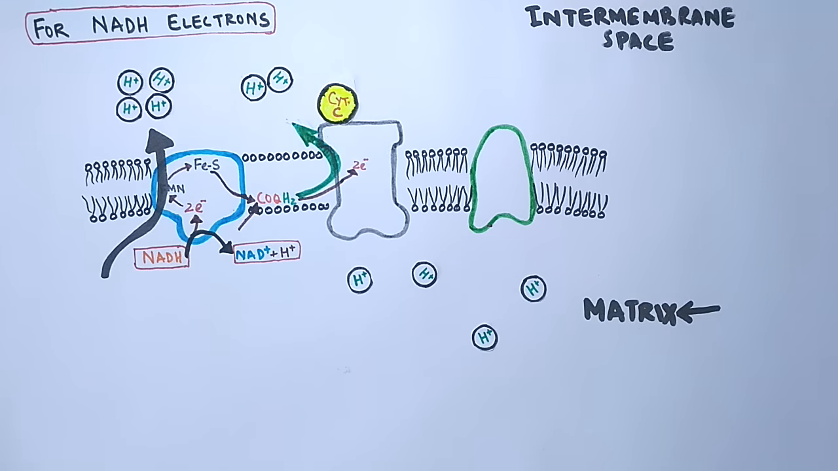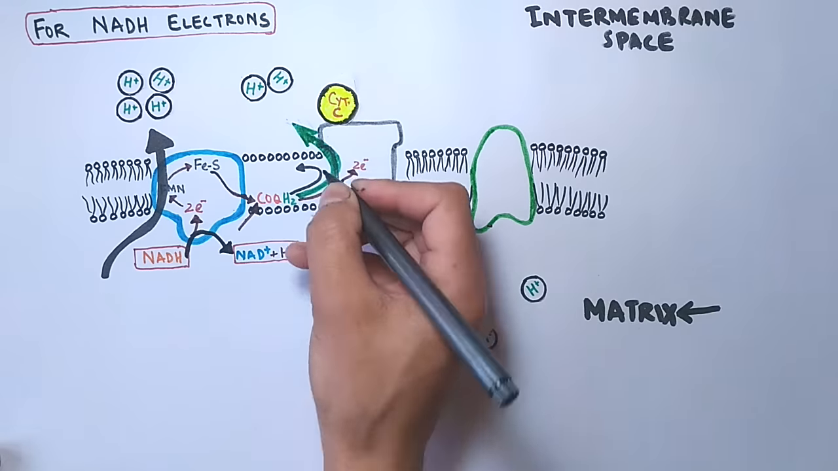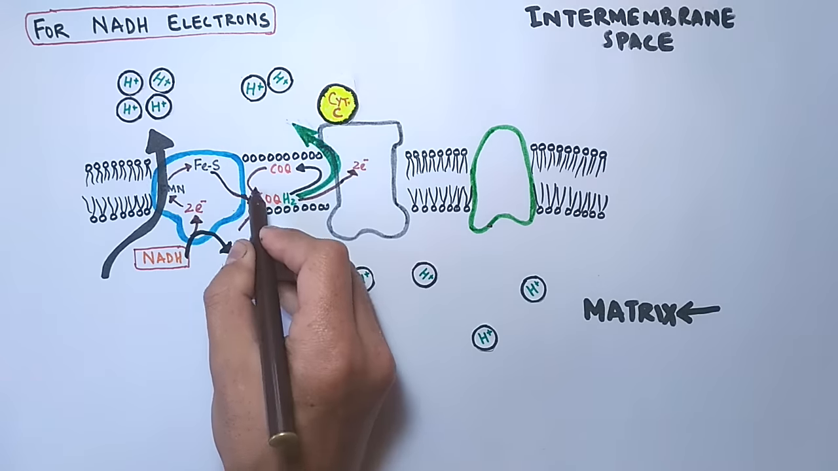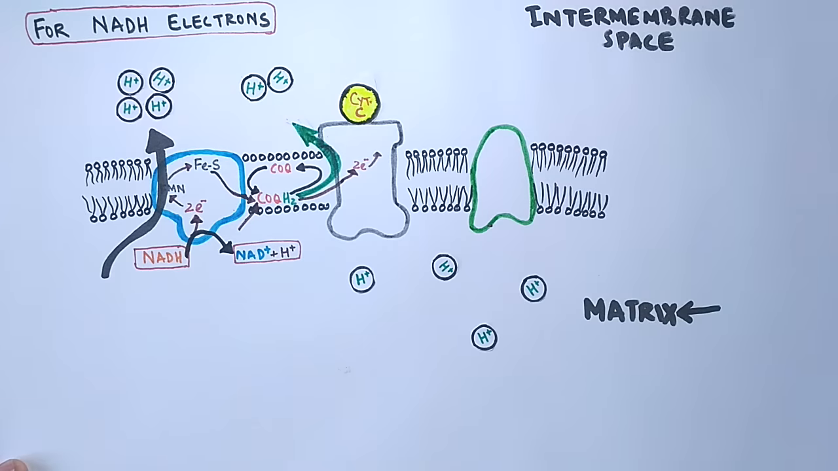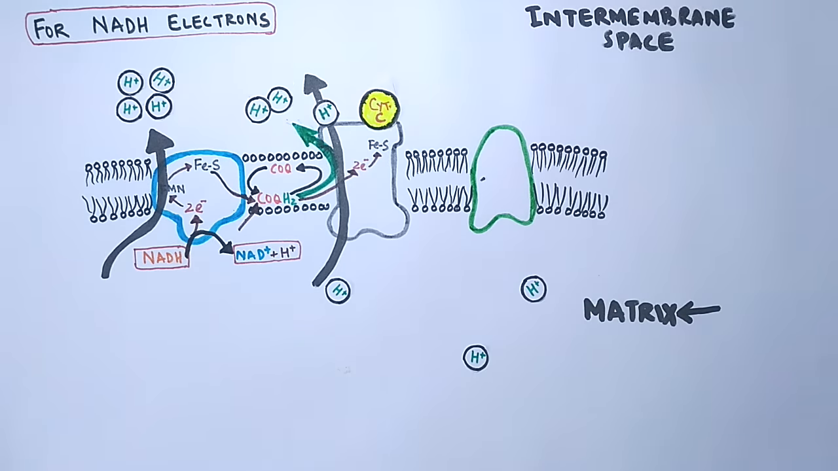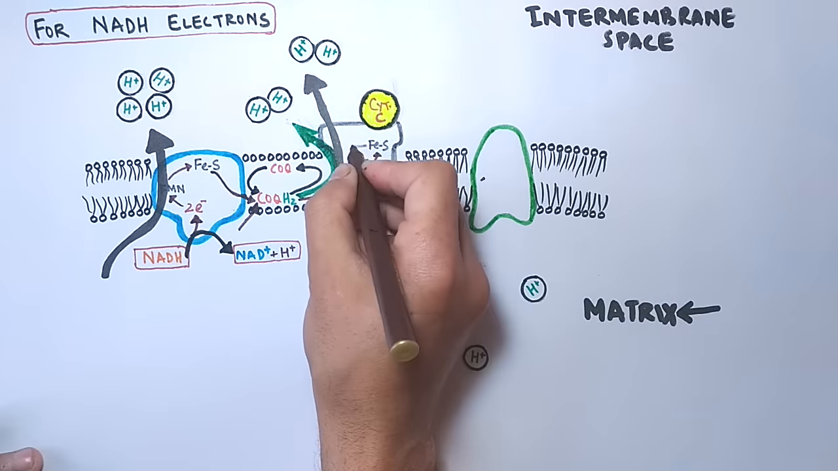And finally, the ubiquinol is again oxidized back into the ubiquinone, and the two electrons are accepted by the iron sulfur cluster first, with which another two protons are pumped into the intermembrane space. Thus, a total of four protons got pumped at complex 3 site.